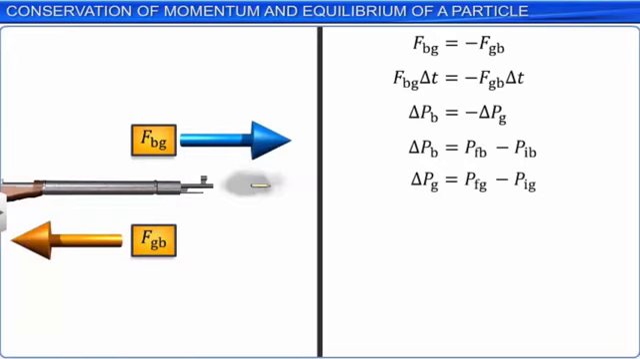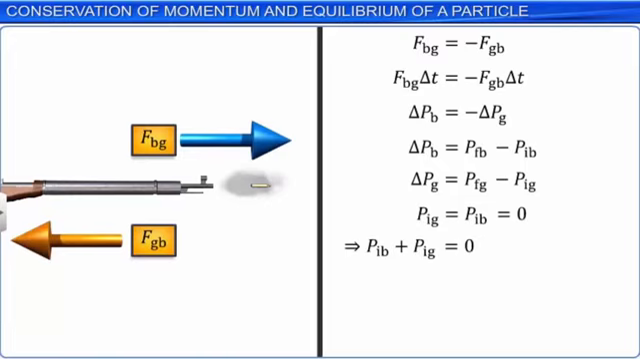Initially, the gun and the bullet are at rest. Hence, their initial momenta PIG and PIB are 0. This indicates that the total momentum of the gun and the bullet as a system is 0.